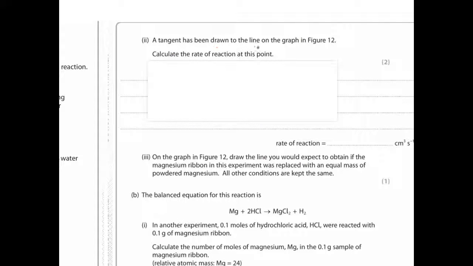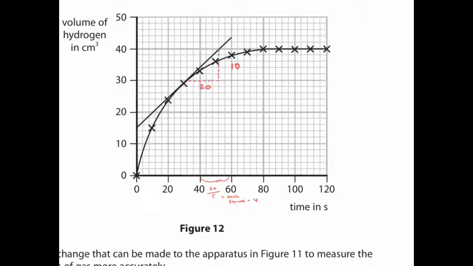A tangent has been drawn to the line on the graph in figure 12. Calculate the rate of reaction at this point. So calculating a rate of reaction can be very easy if you've got a straight line, because you just divide the rise by the run. But when you've got a curved line, as you often do, you have to use a tangent to produce a sort of simulated straight line at that point. And once you've got that straight line, you're just trying to find 2 points where you get a nice, tidy, clean bisection of the corner of a square, so you can get a nice read off the graph.